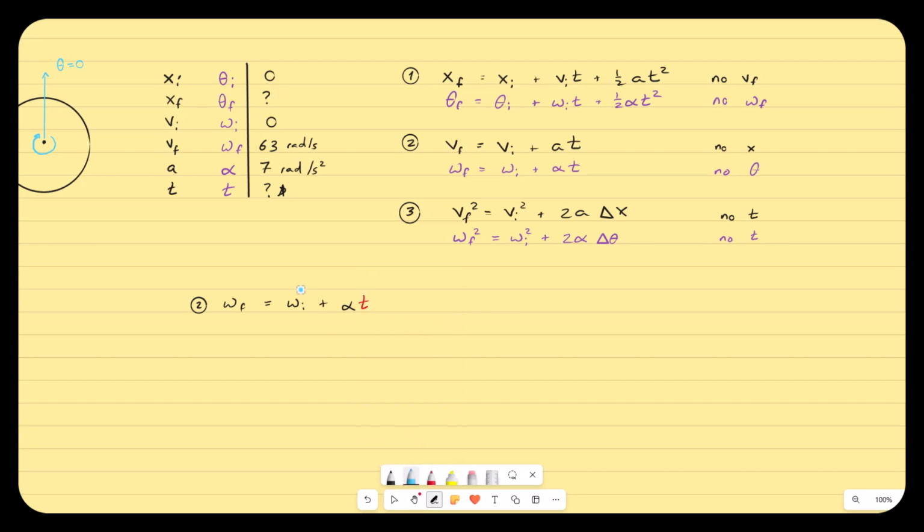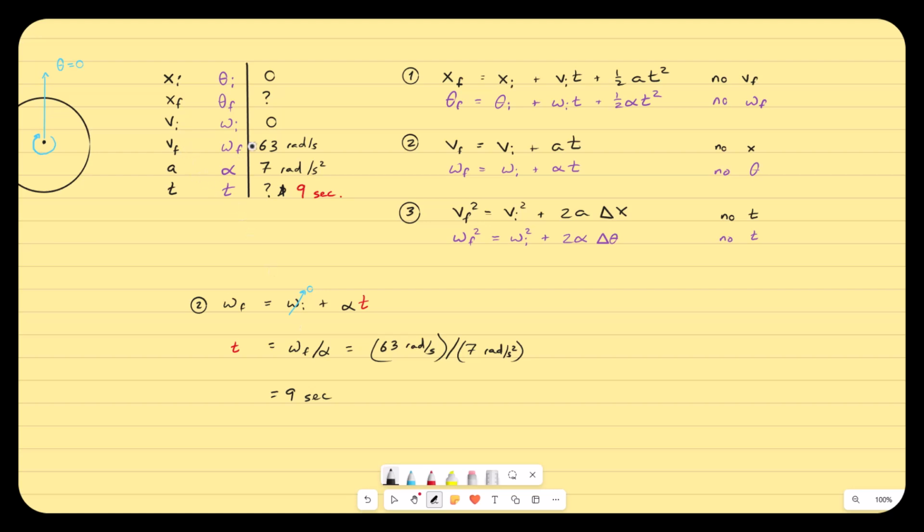I do know that my initial speed is 0, so I can say T equals omega final over alpha. I get 63 radians per second divided by 7 radians per second squared equals 9 seconds. So I'll plug that into my table because now I have that value.